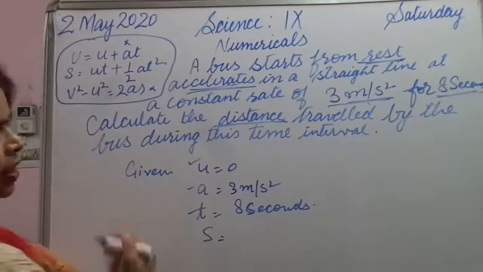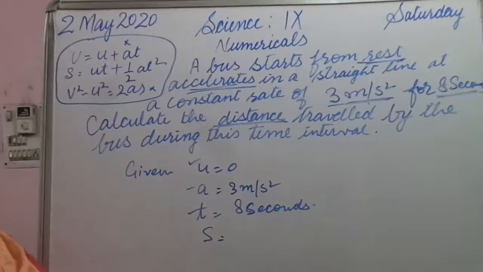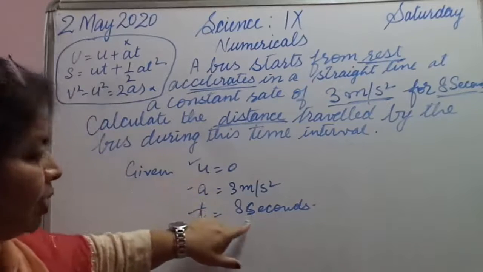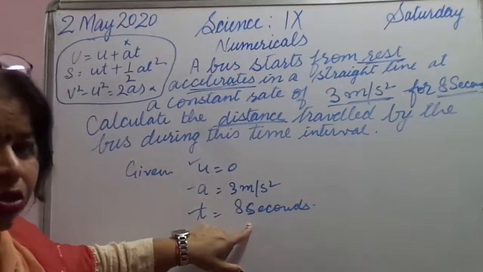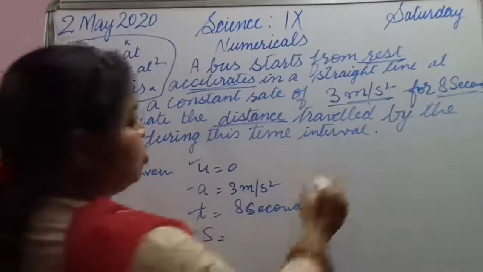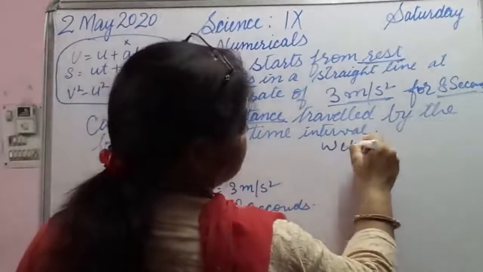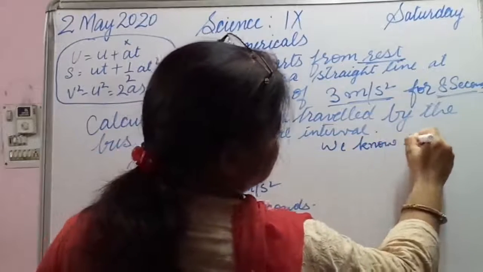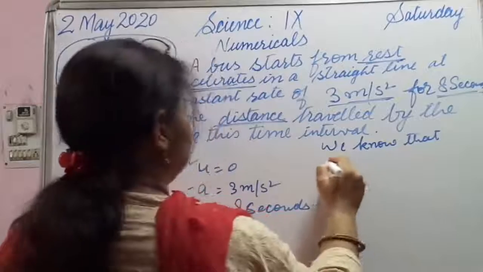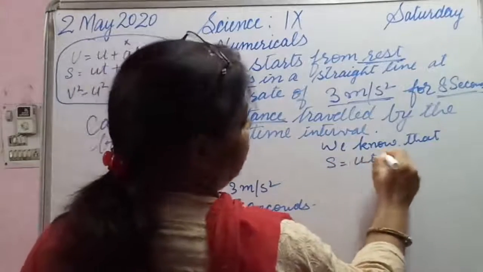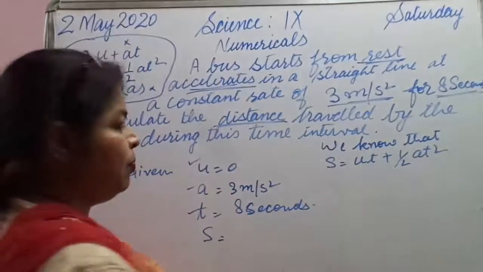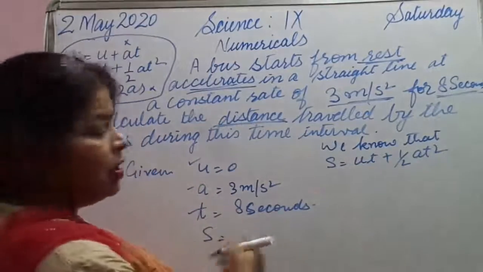Okay, and we have to find out S. So we are going to use the second equation of motion. And just check also whether everything is in SI unit or in one system or not. So now we know that S is equal to UT plus half AT square. Now put the values, whatever the values are given.